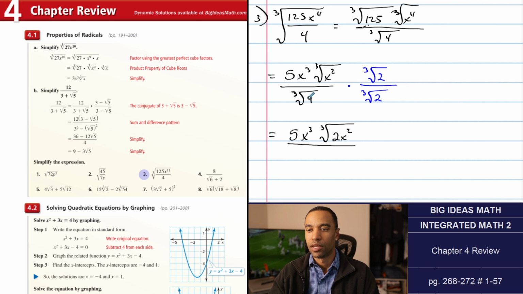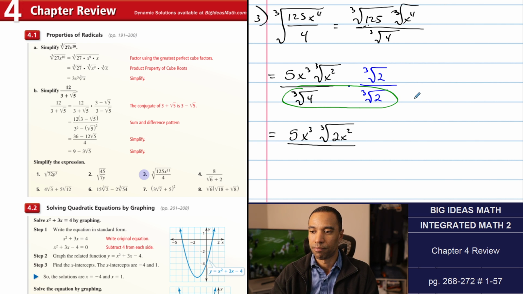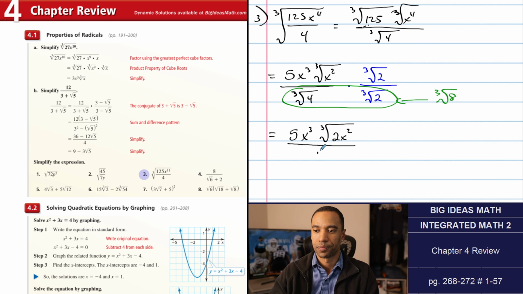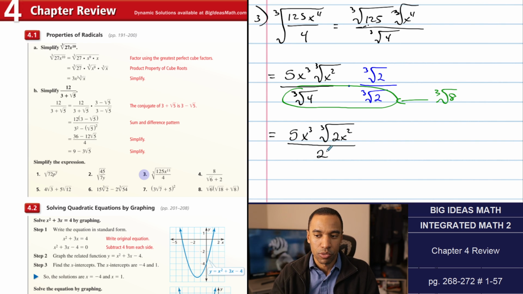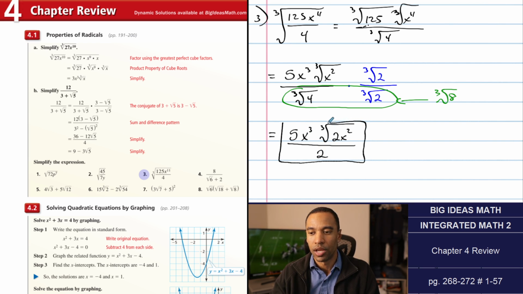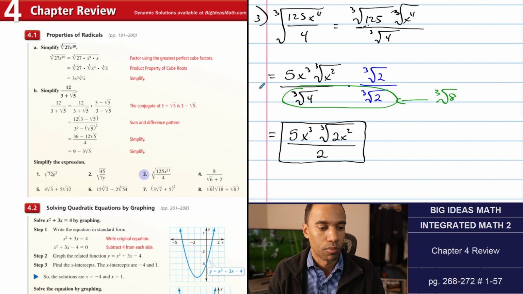Down here, cube root of 4 times cube root of 2 is cube root of 8. That's cube root of 8. And the cube root of 8 is 2. And once again, we go back to the question of, is 5 over 2, can I reduce that? No, and these 2's don't reduce because that's not a 2 on top, it's the cube root of 2. And that is your final result on number 3.